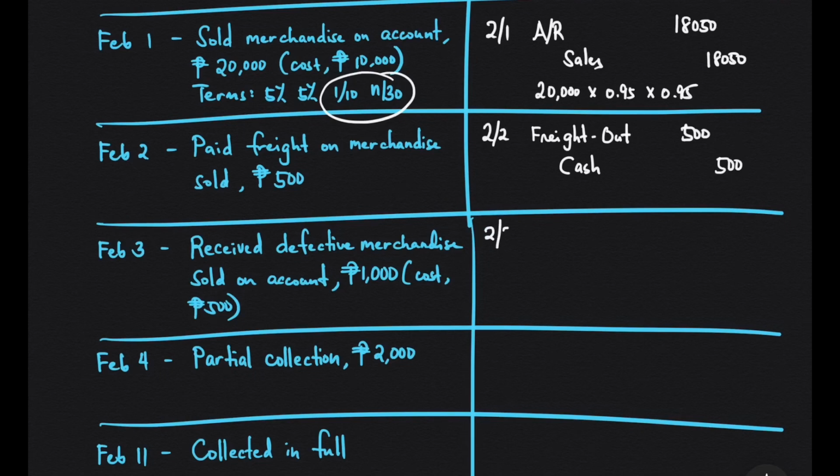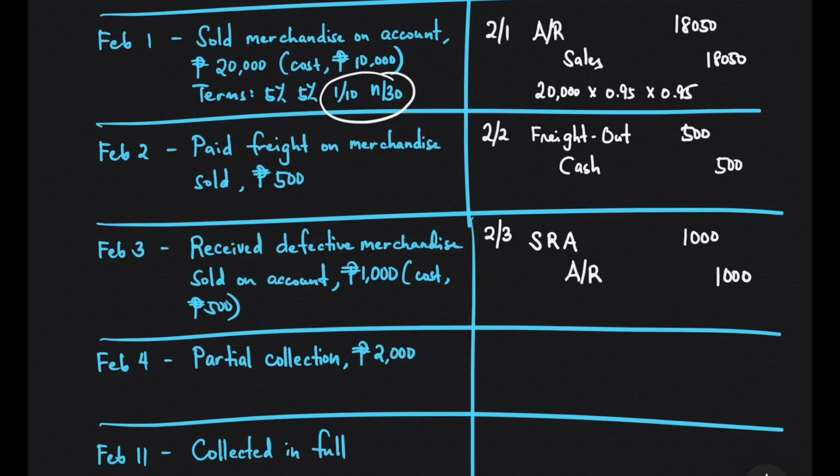February 3, received defective merchandise sold on account. So you will just reverse the initial entry, but this time you will use sales returns and allowances. So debit sales returns and allowances, and credit accounts receivable. How much? 1,000. By the way, I am not using the amount of cost here because in the periodic system, you don't make use of the cost of sales account. Cost of sales in the periodic inventory system is computed using a formula.